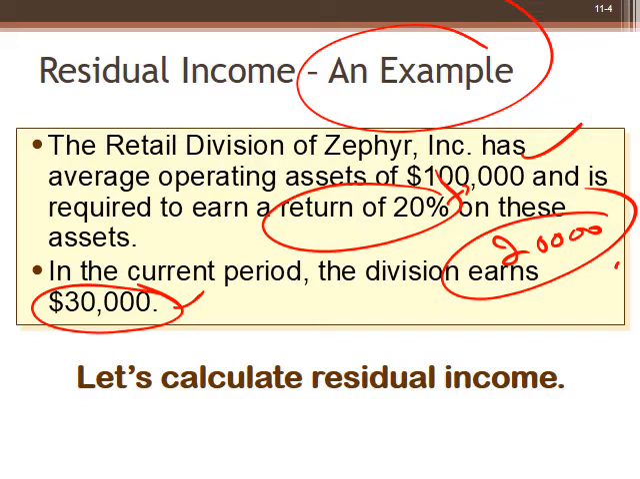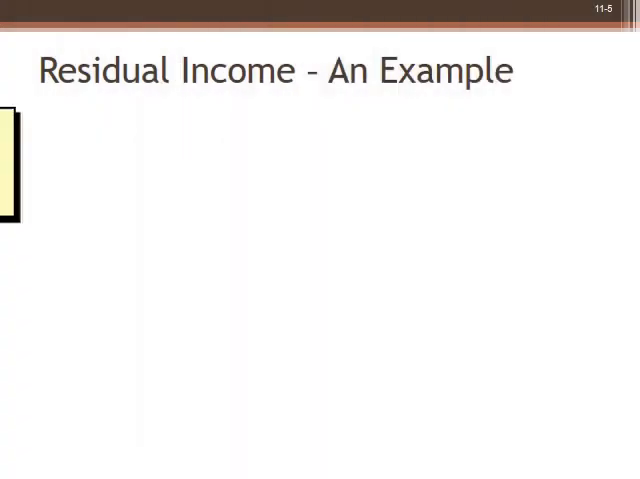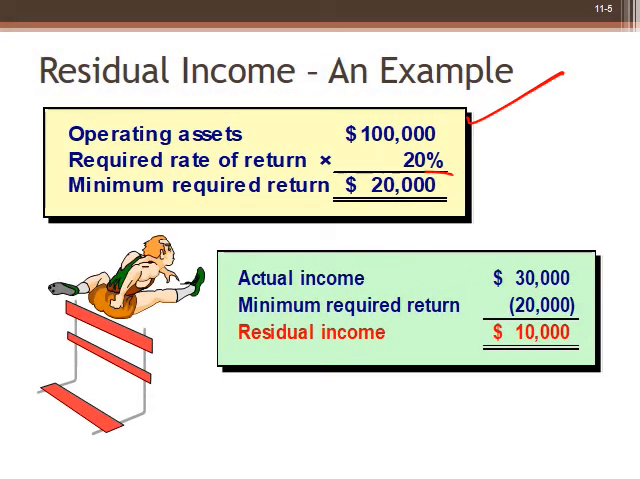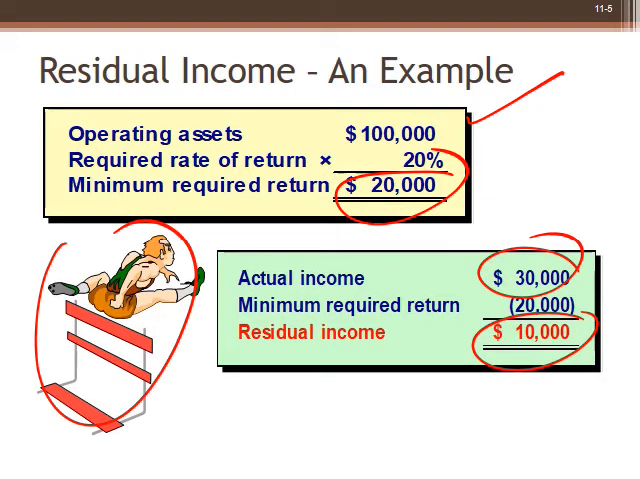Instead, you earned 30,000. So here is a layman's guess: whether you did right or wrong, whether you should be given a bonus or not, whether your performance is good or bad. Since you are required to earn 20,000 and you earned 30,000, of course your performance is good. Let's see the solution. Your requirement was the minimum to earn 20,000 and you earned 30,000, so residual income is 10,000. You exceeded the benchmark.